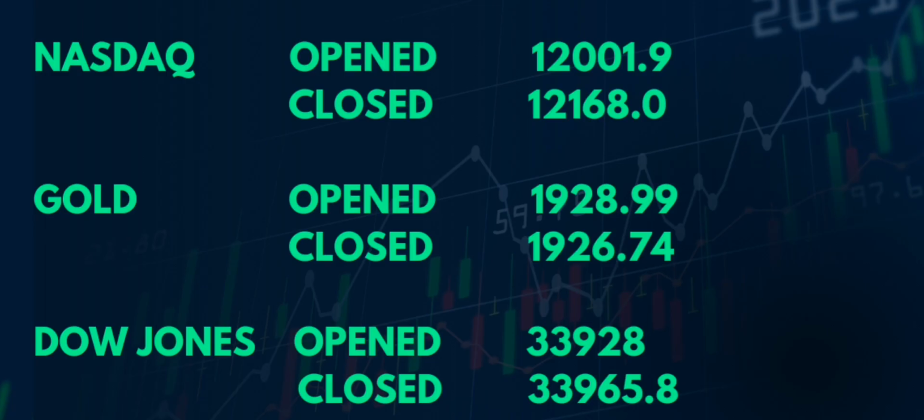We have to be tracing where Nasdaq is at the moment, because on Friday Nasdaq opened at around 12,001 and closed at around 12,168. So it's one of those volatile indices where it can go more than 168 points in a day. That's why people like to trade it.